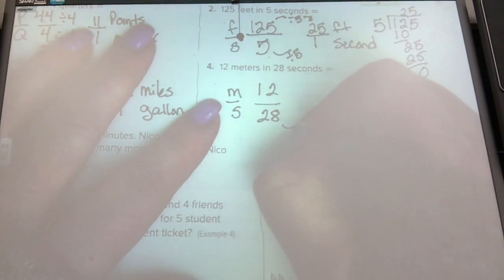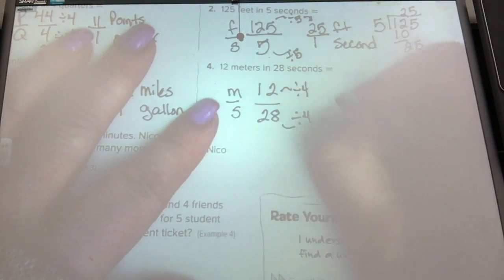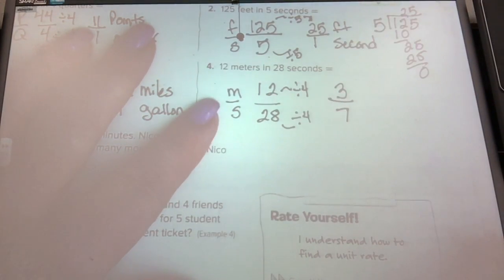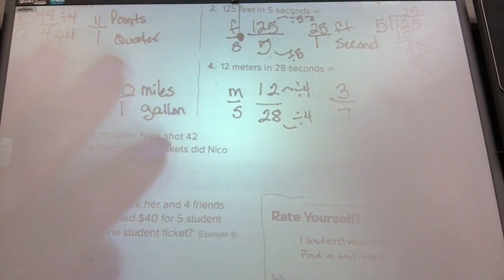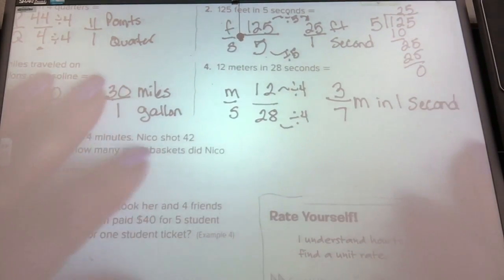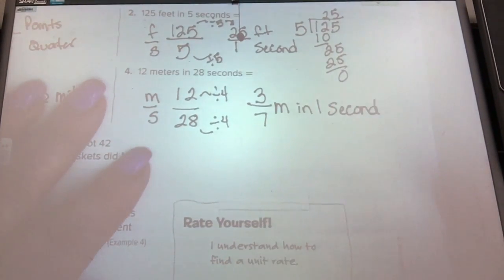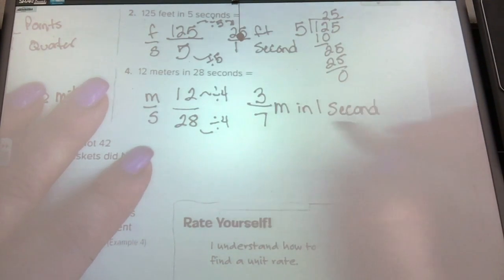How about 4? Divide by 4. Divide by 4. 7 and 3. So we can't reduce that anymore. So you're going to actually leave it like that, and it's going to be 3/7 meters in 1 second. If you can't reduce it down anymore, you leave that fraction as low as you can, and it's 3/7 meters per second.